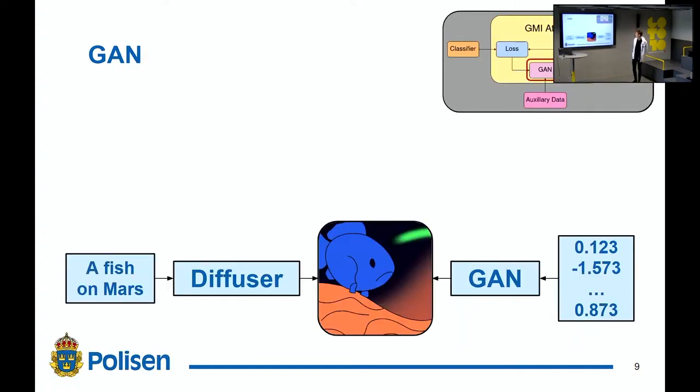The first of them is the GAN. A GAN is a generative adversarial network, which is an AI system trained to generate images. The way it's trained is it competes with itself, but that's not too important at the moment.